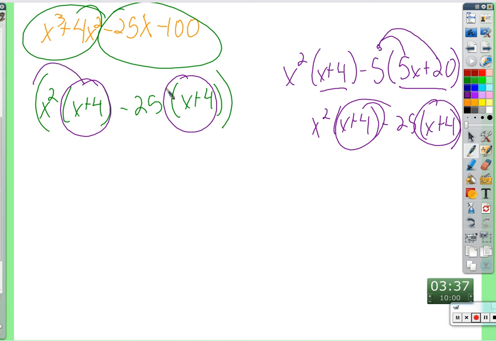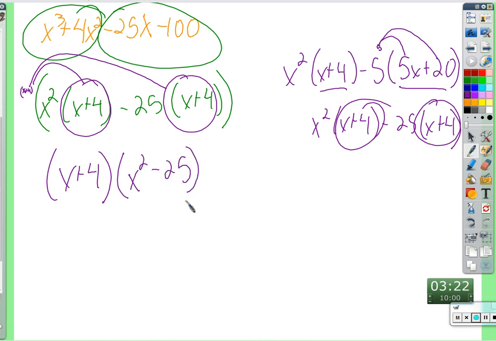We're going to take those identical factors out of the parentheses. We put x plus 4 out here, times what's left inside: x squared minus 25. And now, what is this thing? You can go x plus 5, x minus 5. That's right, you got a difference of squares that happens to come out there. So you can factor that difference of squares.